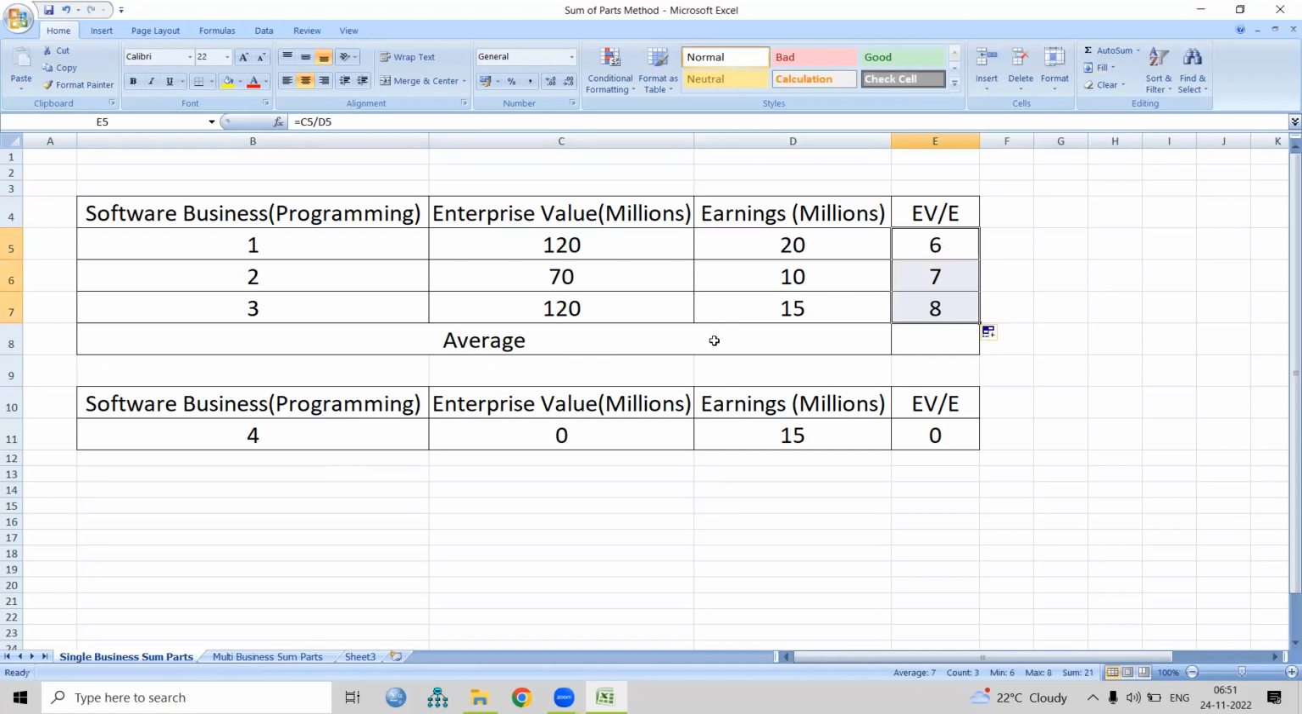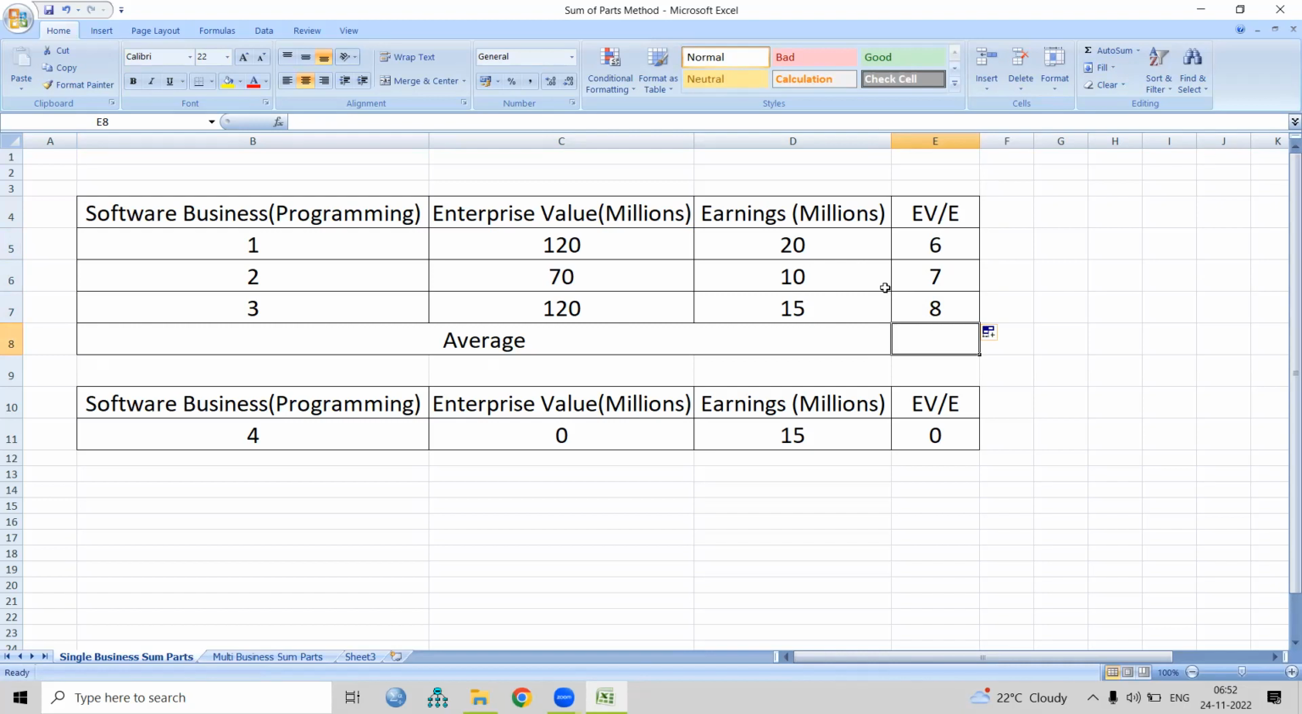Let's drag this towards the right hand side. We got enterprise value to earnings. Now what we're supposed to do, we cannot consider the maximum value, we cannot consider the minimum value. The minimum value is for a pessimistic situation, the maximum value is for an optimistic situation. What we do here is take up the average value, the most likely case.